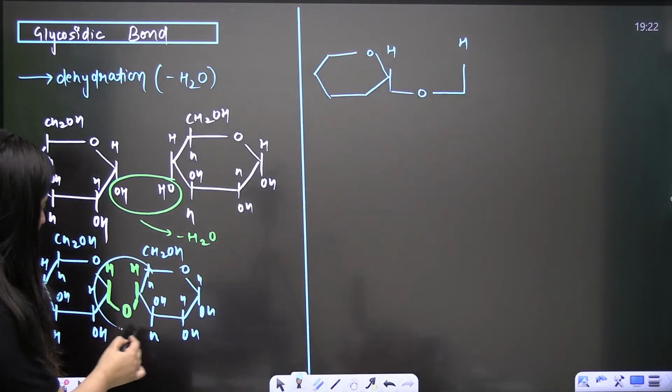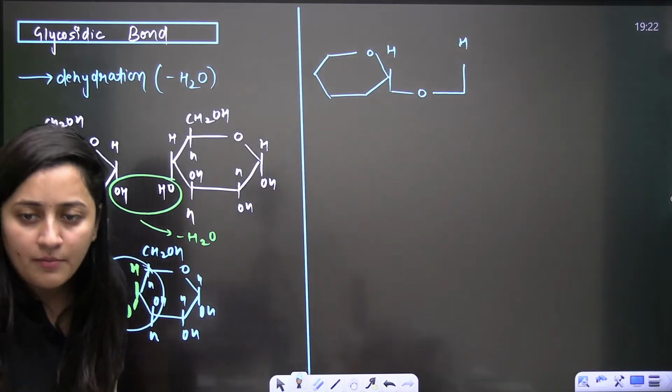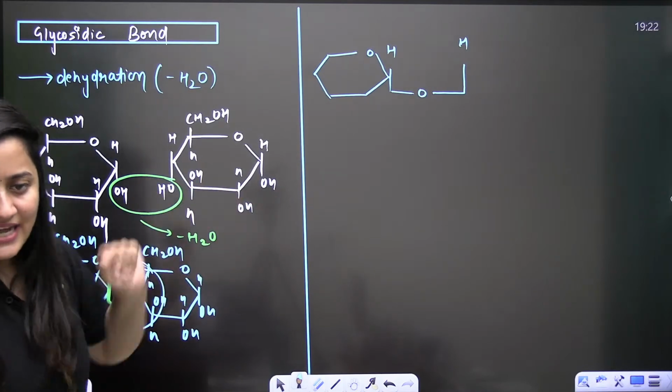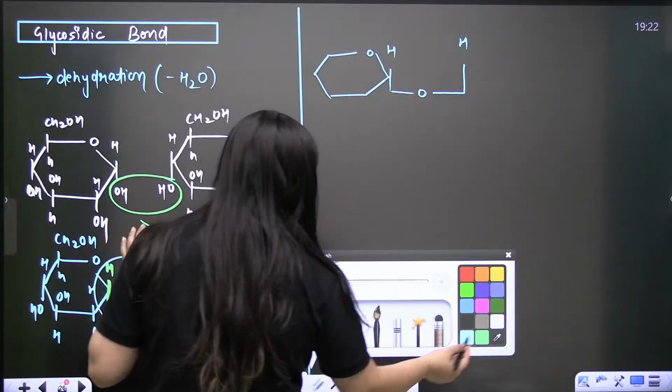Here you can see the glycosidic bond. So it is formed by the dehydration, Jasween. It is formed by the dehydration. Clear? Now in the books it is also written.